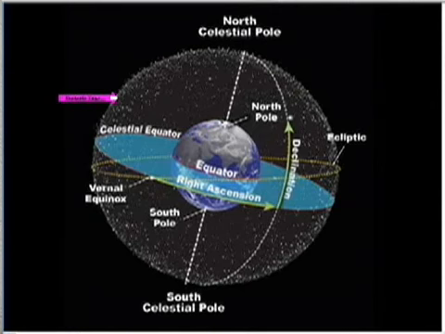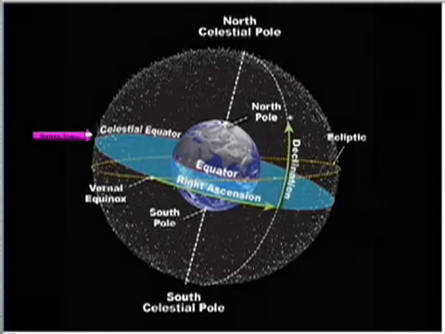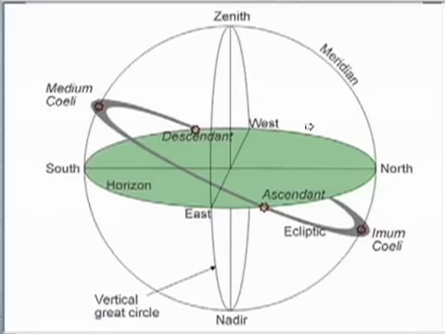Let's take the most extreme other example. Let's say we're standing on the equator. So now, if we look straight up, what are we going to see? The celestial equator. And the North Pole is going to be on the horizon. See, the descendant and the ascendant are on the horizon.